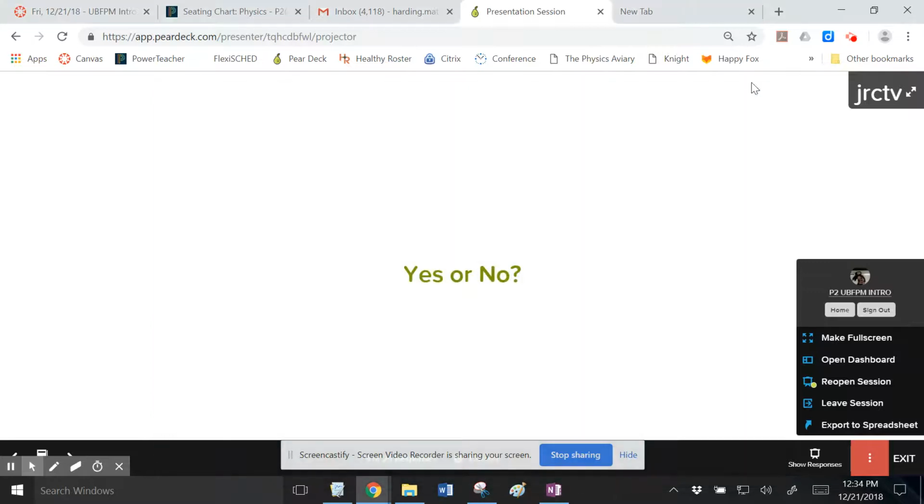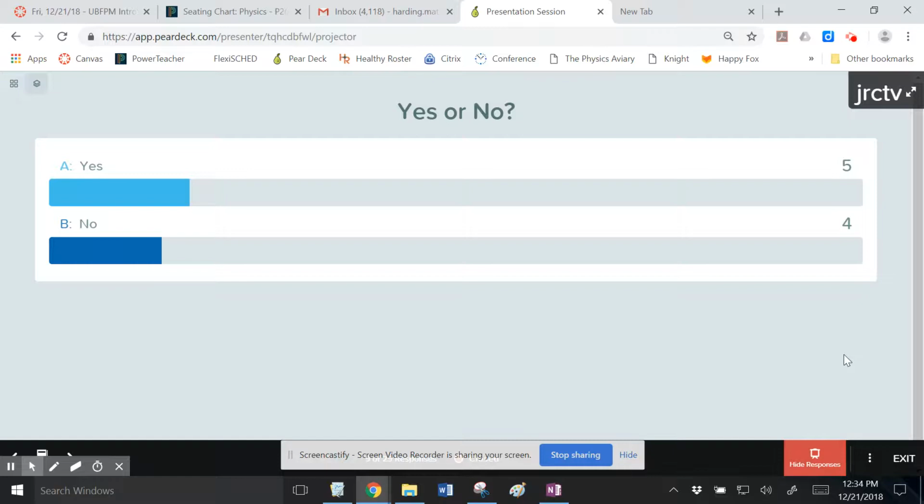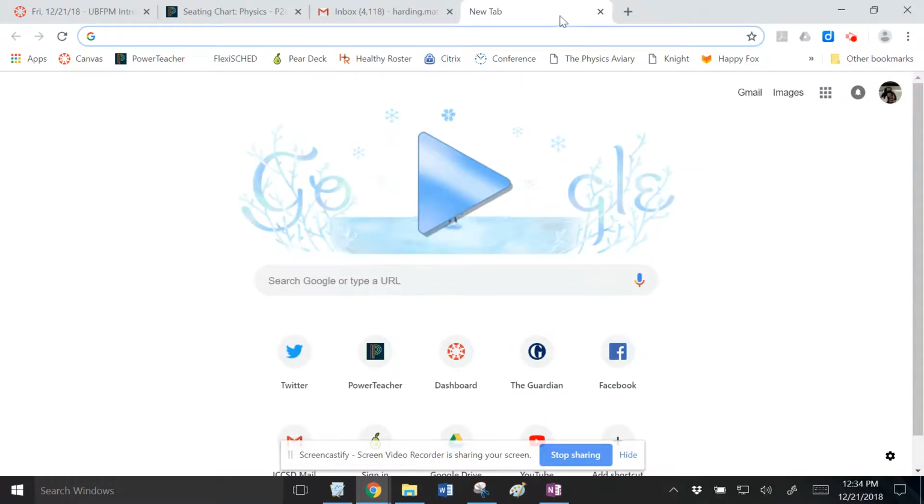I don't want to do that. I'm on the wrong Pear Deck on this computer.